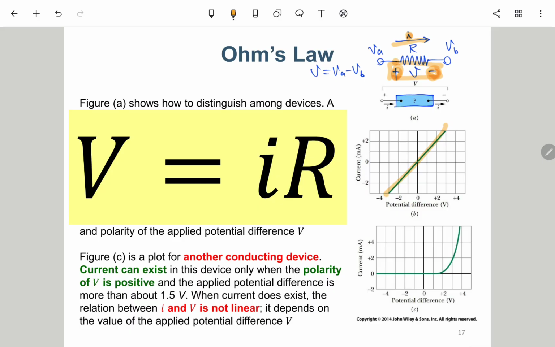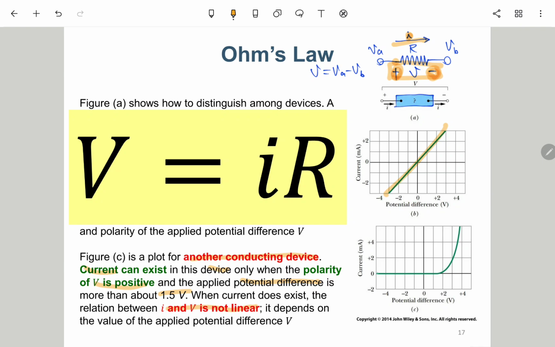So figure C, the bottom part here, is a plot for another conducting device, actually a semiconductor device. Current can exist in this device only when the polarity of V is positive and the applied potential difference is more than about 1.5 volts. Otherwise current does not exist. So the relationship between I and V is not linear, or non-linear. It depends on the value of the applied potential difference V.